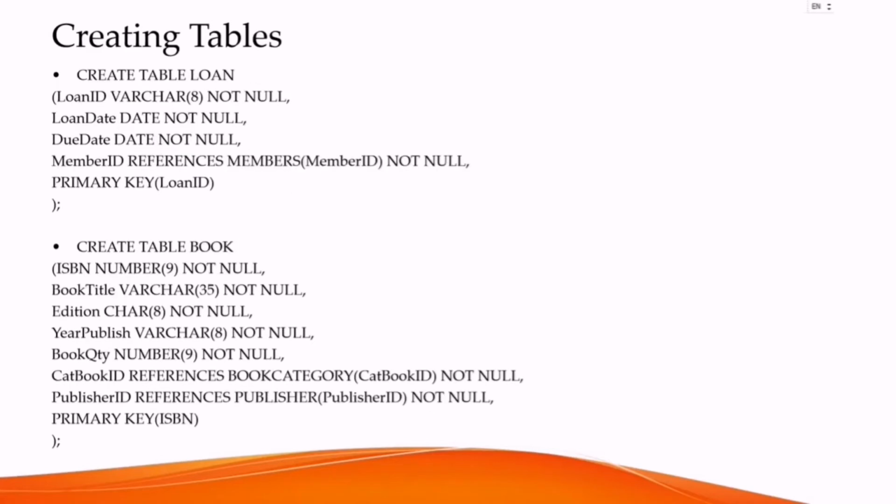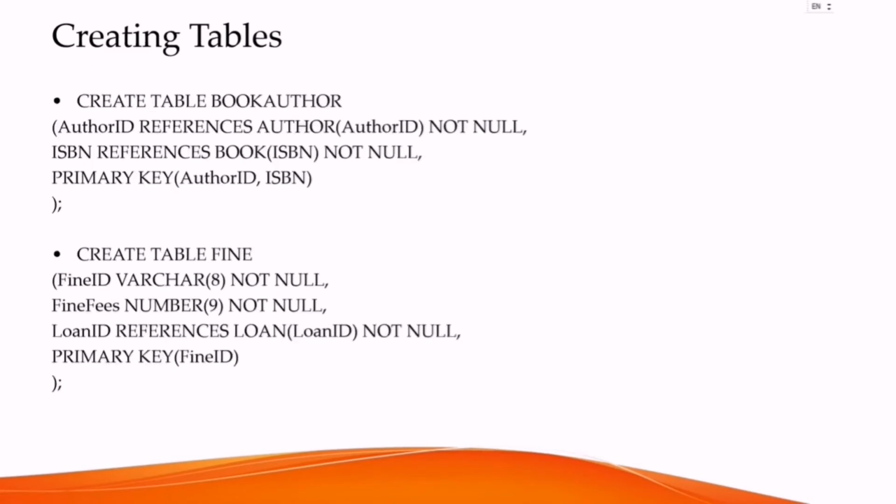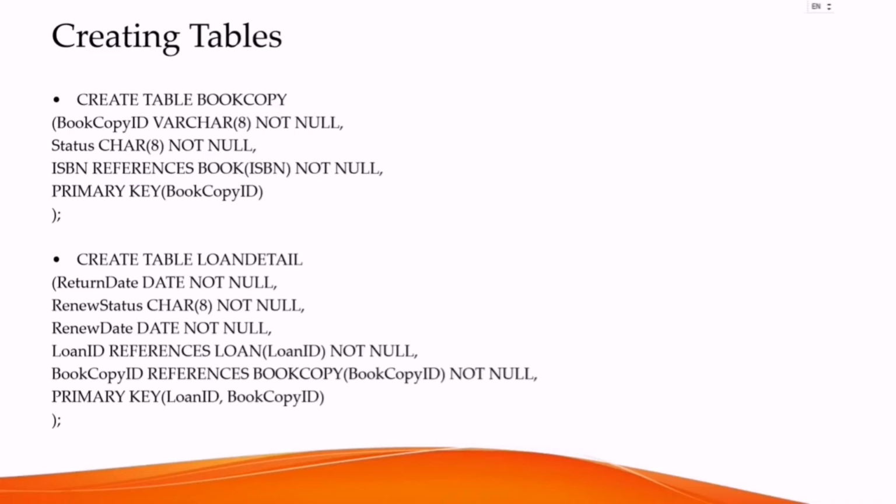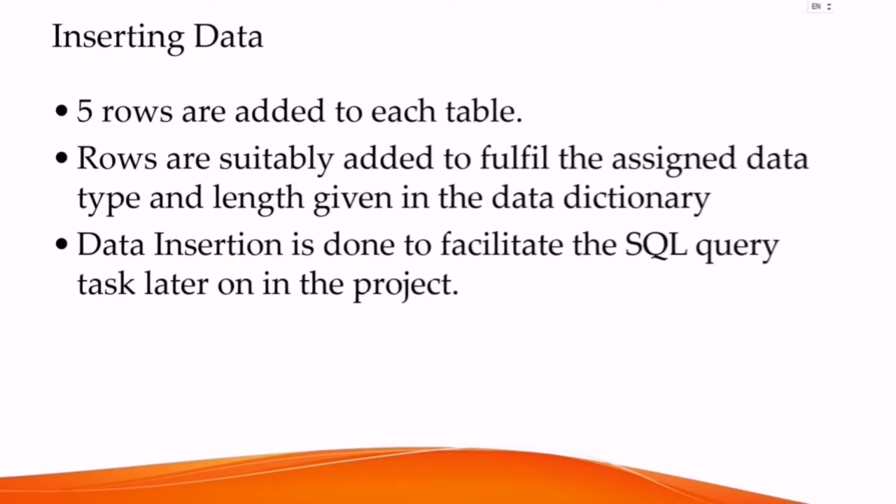So there are members, loan, book, and we have a year published included in the book so that we can detail the details more deeply. There's a book author, fine, book copy, loan detail. And now we are heading towards the inserting data part.